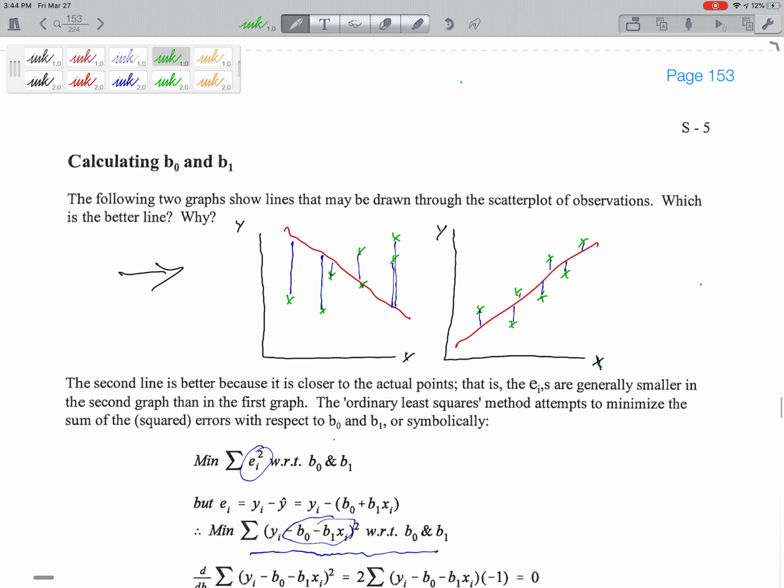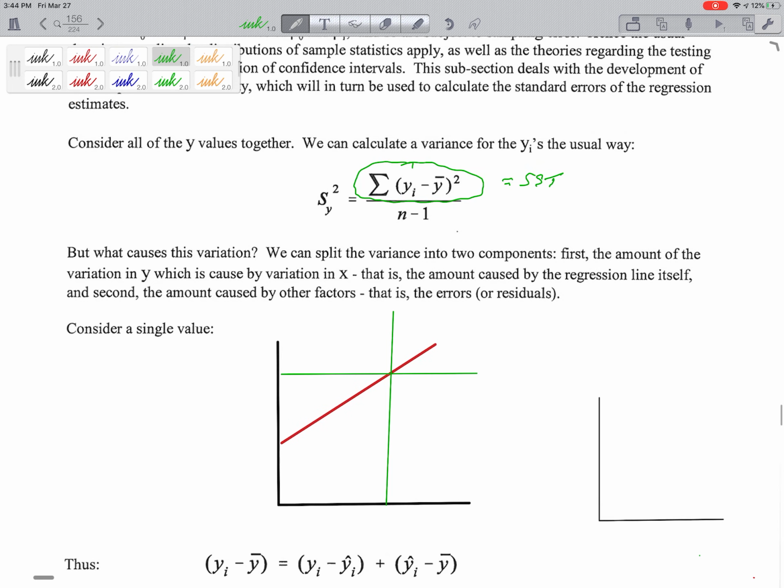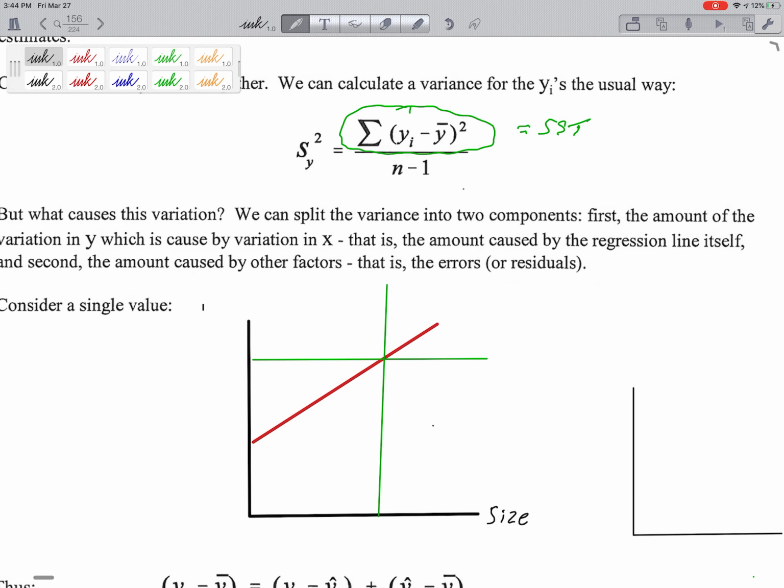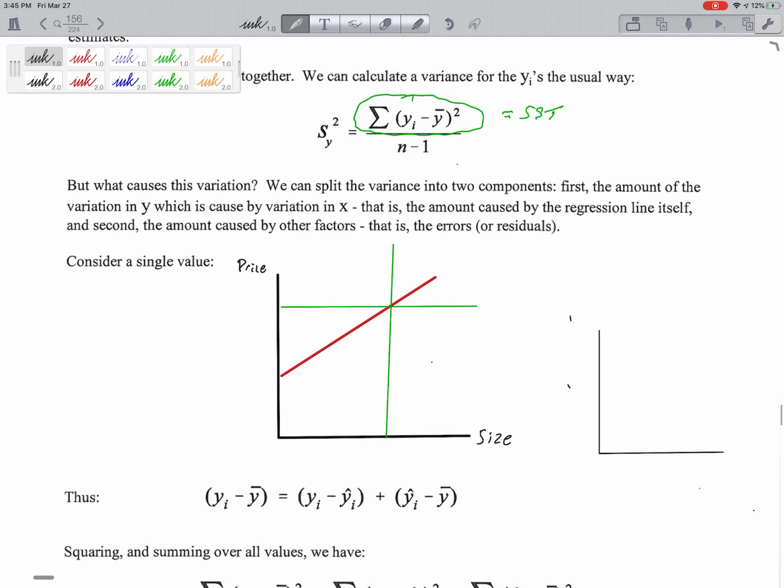Okay, so what I've done here then is I've drawn a little diagram right here. And I want to just label a couple of things here. So this is X, our size of our house, and then our Y is going to be the price of our house up here. And then there's a couple of green lines here that I put in here. And this is the mean of the Y's. So this is the Y bar, and this is the X bar.